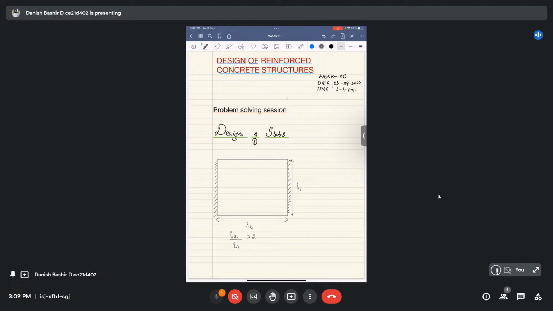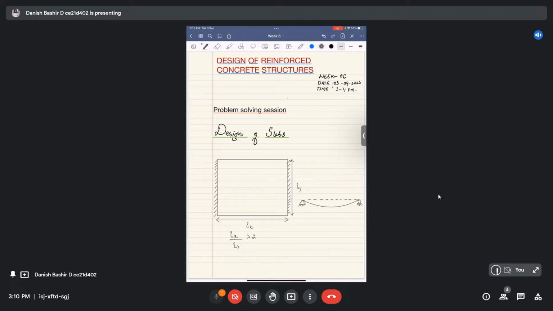In this one-way slab system, the slab will bend or deflect predominantly in only one direction. It will bend like this. For example, if it is simply supported on walls, it will have primary bending in only one direction.